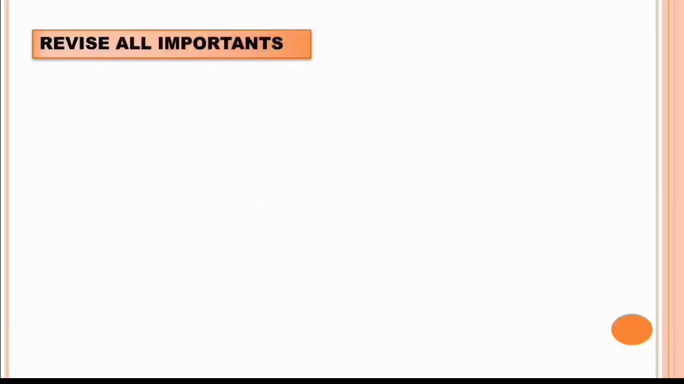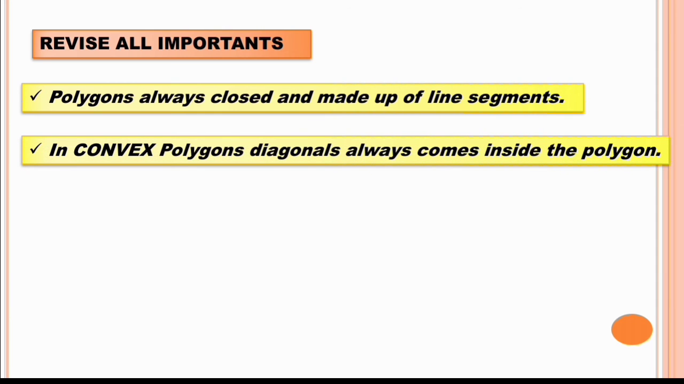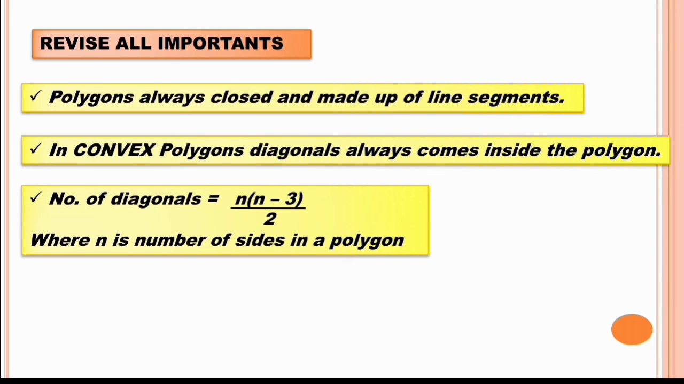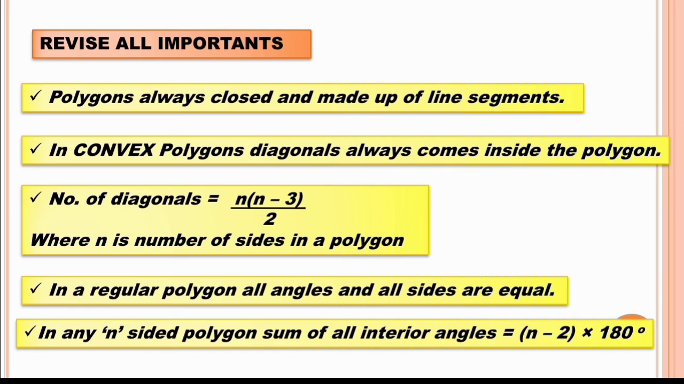Let's revise all the important points. Polygons are always closed and made up of line segments. In convex polygons, diagonals always come inside the polygon. The number of diagonals can be found by using the formula n(n minus 3) upon 2, where n is the number of sides in a polygon. In a regular polygon, all angles and all sides are equal. And in any n-sided polygon, the sum of all interior angles is n minus 2 into 180 degrees.